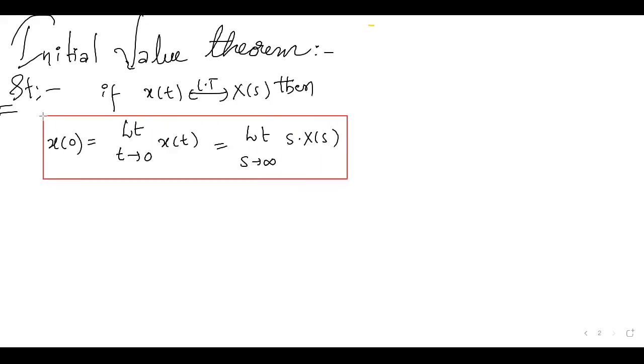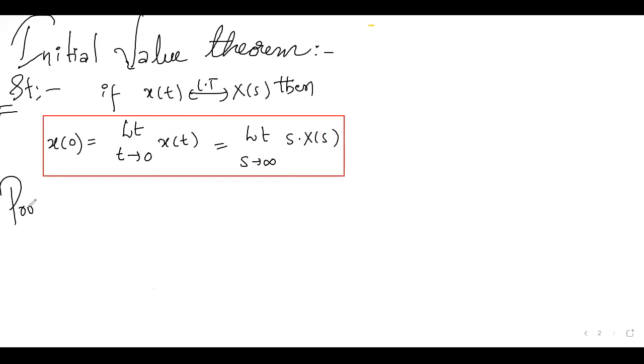Important. x of 0 equal to limit t tends to 0, x of t equal to limit s tends to infinity, s into X of s. Proof.